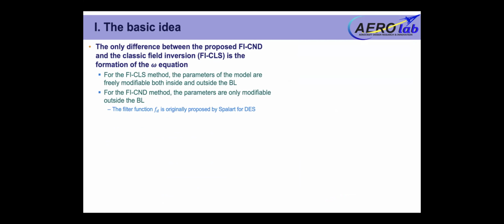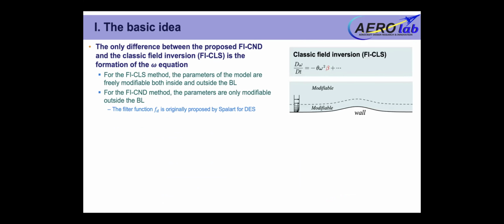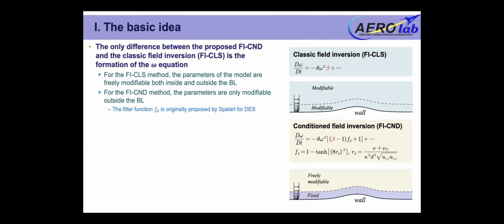For the FICOS method, the parameters of the model are freely modifiable both inside and outside of the boundary layer because the correction term beta is directly multiplied to the destruction term of the omega equation. But for the FICND method, as you see, the correction term is first filtered by FD and then multiplied to the destruction term. So the parameters are only modifiable outside of the boundary layer and they remain fixed in the boundary layer. This can protect the basic calibrations in the boundary layer. Here, the FD function we are using was originally proposed by Spalart for DES.